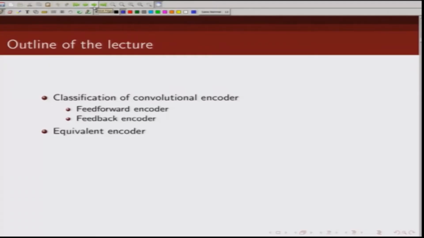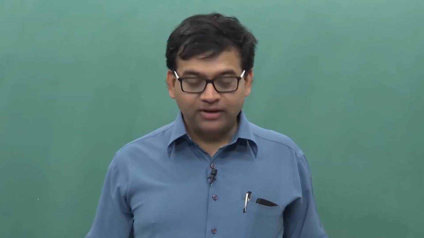The encoder where information bits can be separated out is known as systematic encoder, and in non-systematic encoder we cannot separate out information bits directly from the parity bits. So, we will talk about what we mean by systematic encoder for a convolutional code and a non-systematic encoder, and then we will introduce this concept of equivalent encoders. For every non-systematic encoder there is an equivalent systematic encoder, and through an example we are going to illustrate how we can get its equivalent encoder.